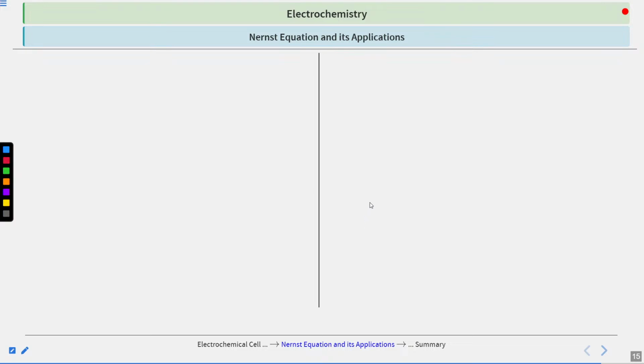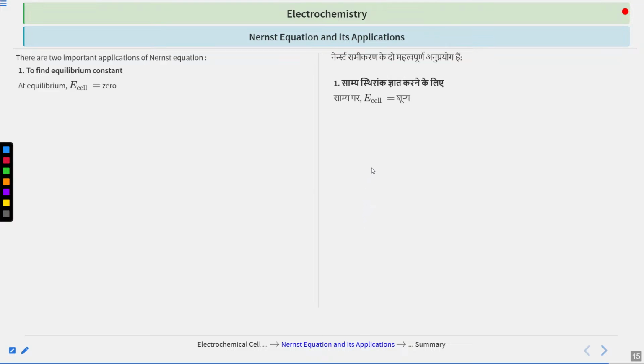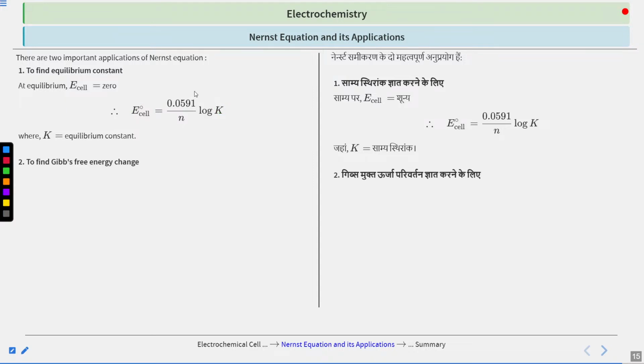Now moving to a very important part, which is the Nernst equation. First of all, if you are trying to calculate the E cell at equilibrium, then it will always be 0. You don't have to worry about it. So keeping that in mind, we can write E naught cell equals 0.0591 by n log K. This is for equilibrium, where K is the equilibrium constant and 0.0591 is calculated at 25 degrees Celsius.